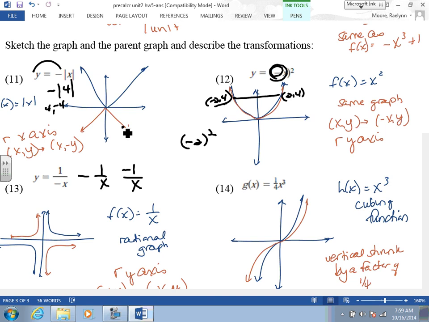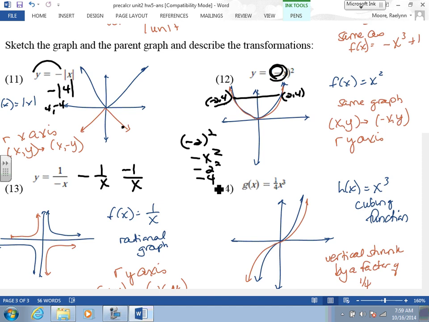And so, if there was no parentheses on number 12, it would be over the x-axis. Because watch, if I did this, and I squared this, I get negative 4. It makes a difference, just like with your calculators, when you use that parentheses or not.